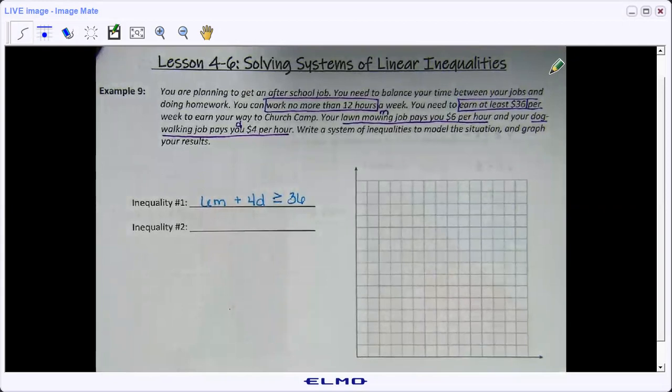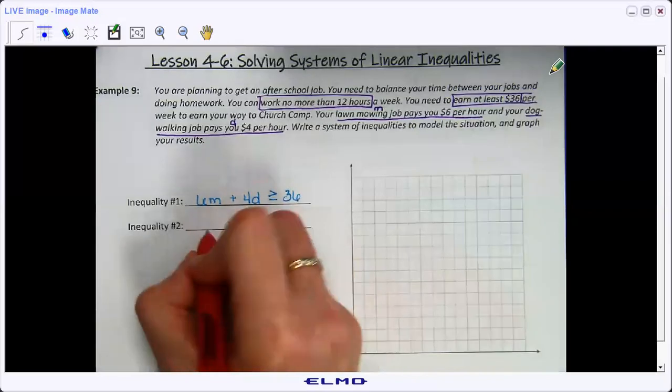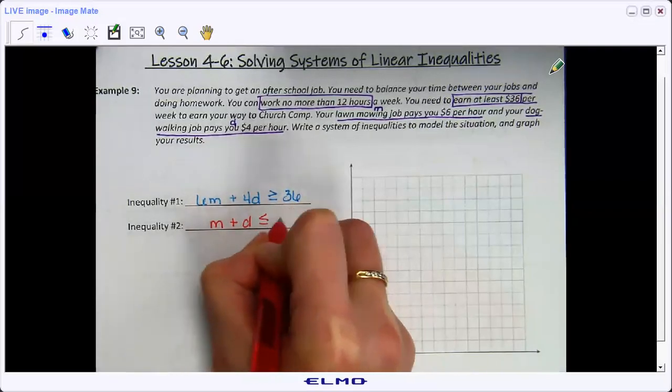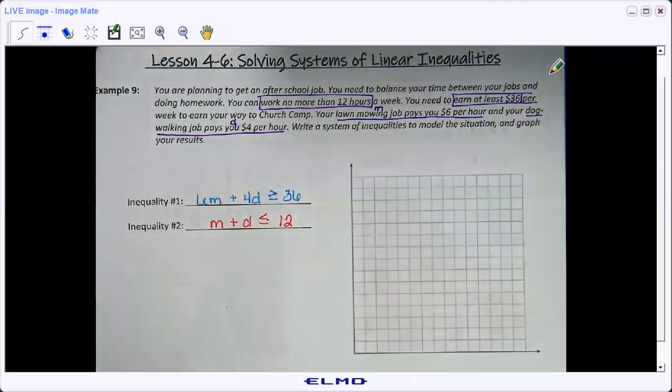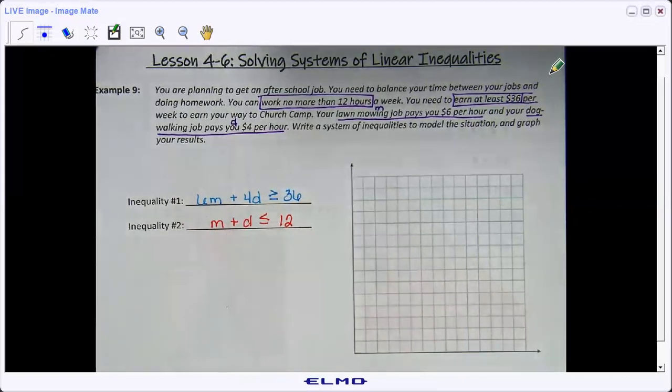Now the next one's going to represent the total number of hours. We're still going to use M and D. I'll give you a hint: M and D don't have coefficients. Okay, Jaden, tell us what it is. M plus D is less than or equal to 12. Why less than or equal to 12? Because it cannot work more than 12 hours. Right. The number that you're going to be working has to be less than or equal to 12. That's right.